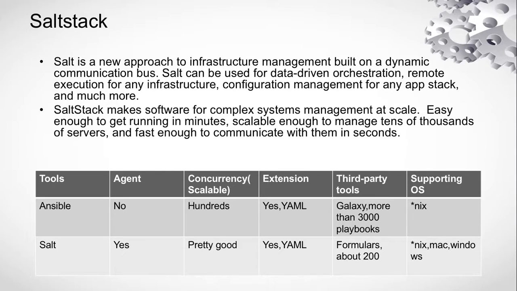The biggest difference between Ansible and Salt is that Salt has an agent and Ansible does not. In terms of scalability, Ansible always runs and handles, but Salt can be run over thousands of nodes. They both have great extensions, and the third-party tool of Ansible is Galaxy. There are more than 3,000 playbooks, but Salt uses formulas, and only about 200.